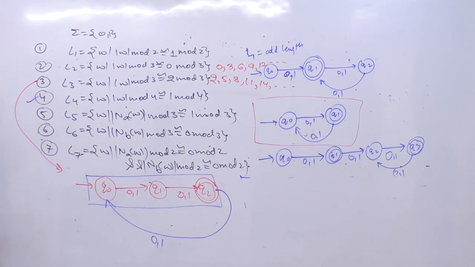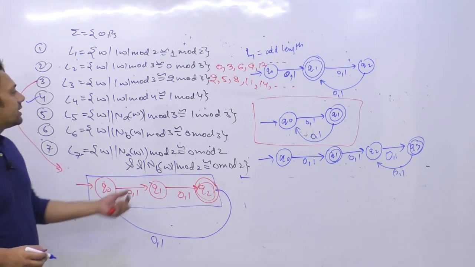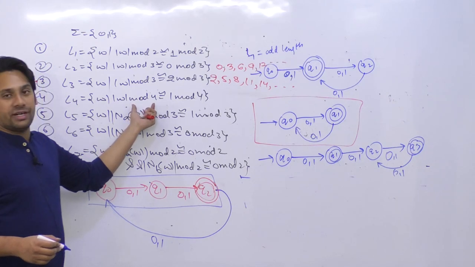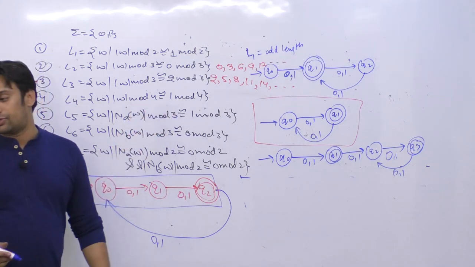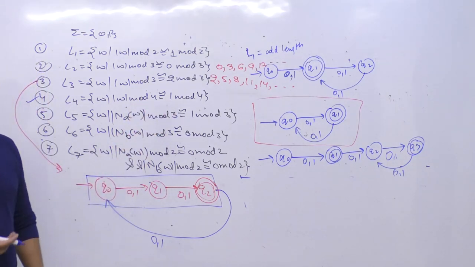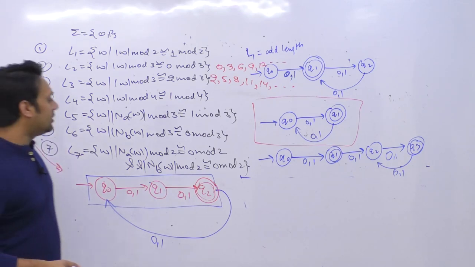And then we have problem number 4. Problem number 4 is also very similar, but here we are saying that if you divide the length by 4, the remainder should always be 1. So if you divide the length with 4, your remainder should always be 1.